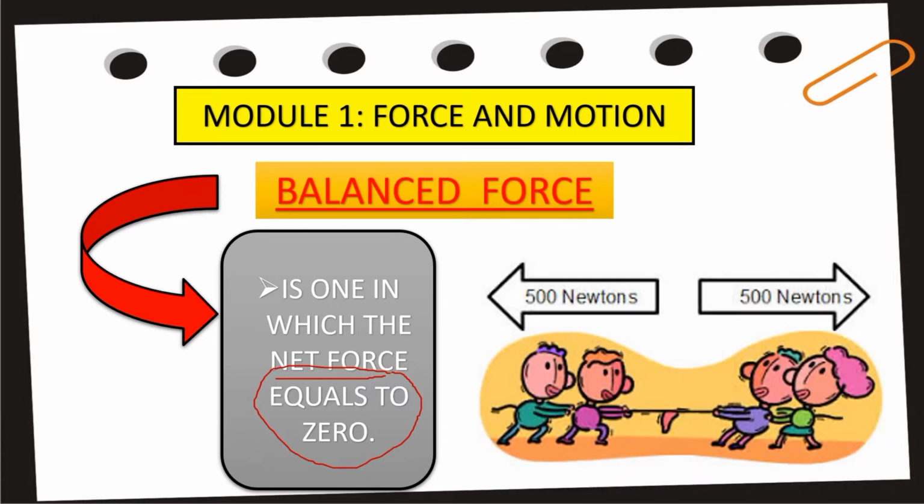Okay, for example, we are going to play a tug of war, where for each team we have two members, and let us say each team will be using the same amount of force, which is 500 newtons. By the way class, the unit used for force is newton, or simply capital letter N. Going back, what if each team will be using 500 newtons of force in pulling the rope against one another? Will there be any motion?